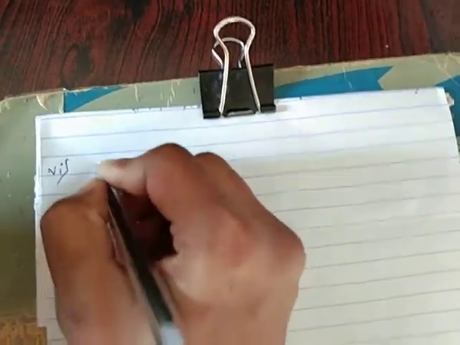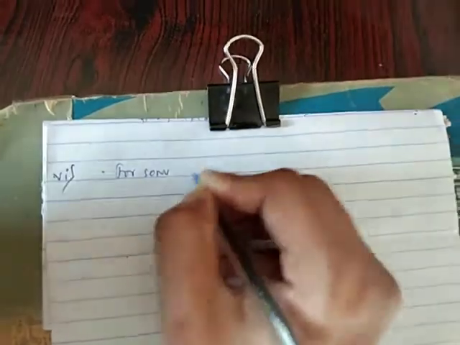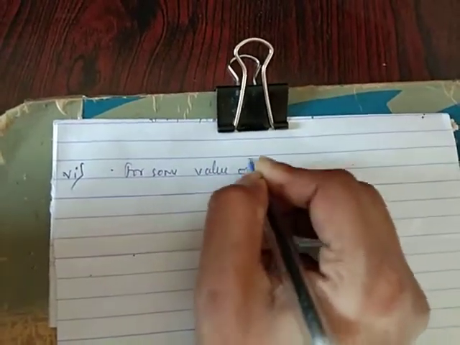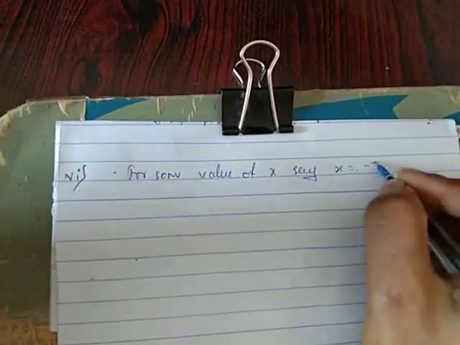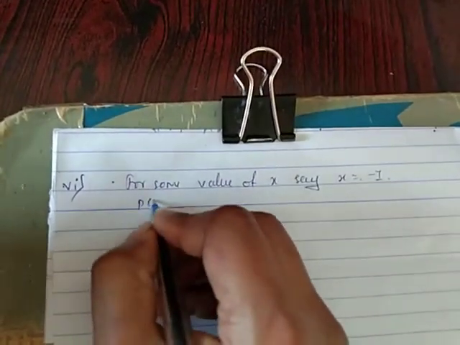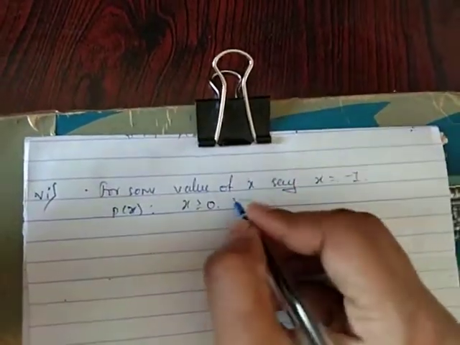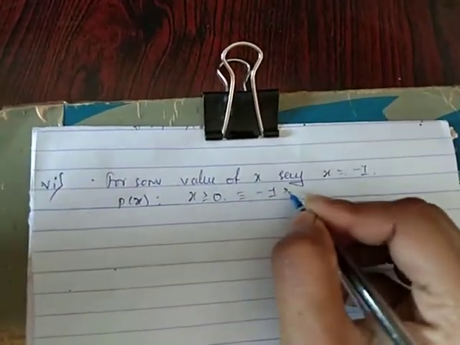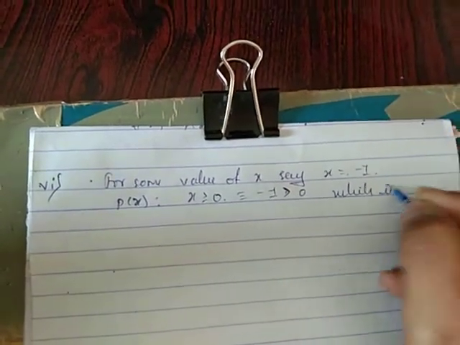Come to the sixth one of the previous example, that is for some value of x, that is x is equal to minus 1. So for x equal to minus 1, p of x greater than or equal to 0 is equivalent to minus 1 greater than 0, which is false.